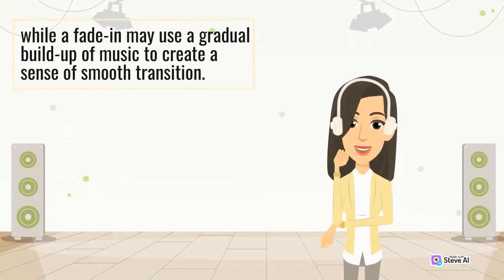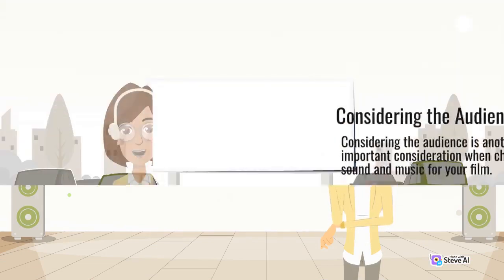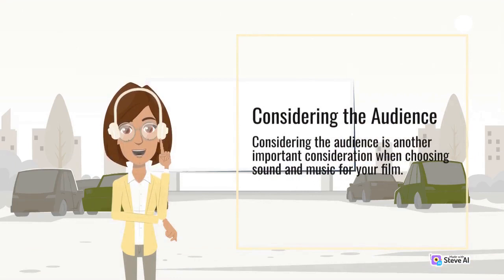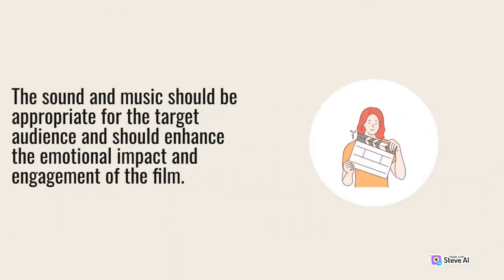while a fade-in may use a gradual build-up of music to create a sense of smooth transition. Considering the audience is another important consideration when choosing sound and music for your film. The sound and music should be appropriate for the target audience and should enhance the emotional impact and engagement of the film.